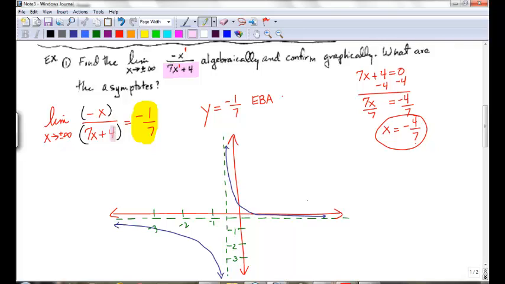It may cross it and then come back and approach it again. But we're looking at as x gets really large. There will be some where it actually crosses it, but then it approaches that.